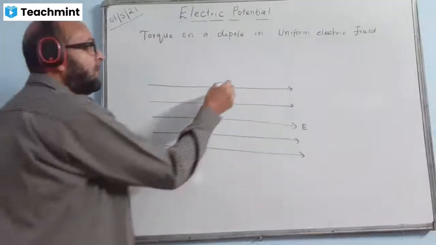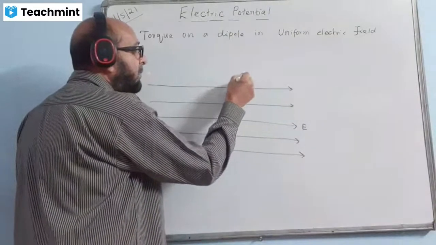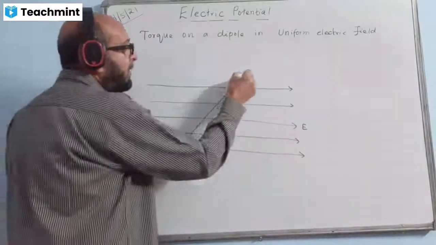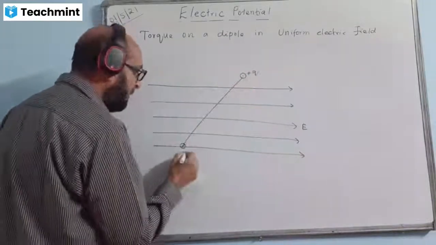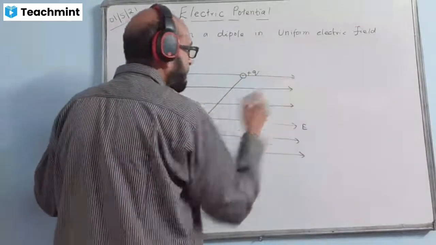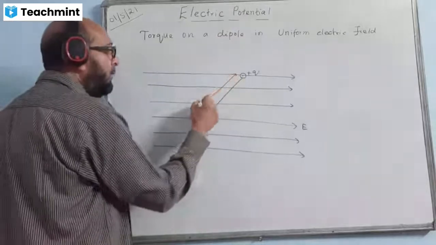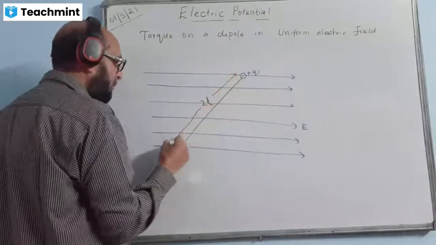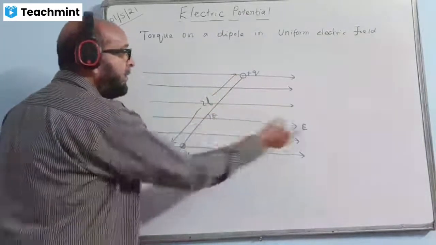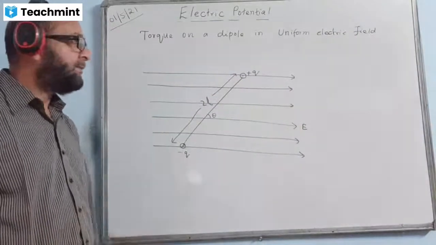Now we draw a dipole such that the dipole is making some angle like this. We'll make a dipole this way. On any one side you can keep plus Q, on the other side minus Q. And the total length of the dipole is 2L. The length of the dipole is 2L, and the dipole is making an angle theta with the electric field. With the direction of the electric field, the angle is theta.